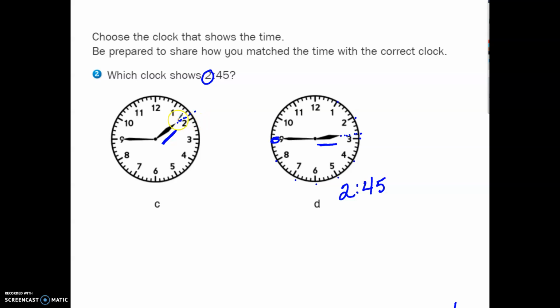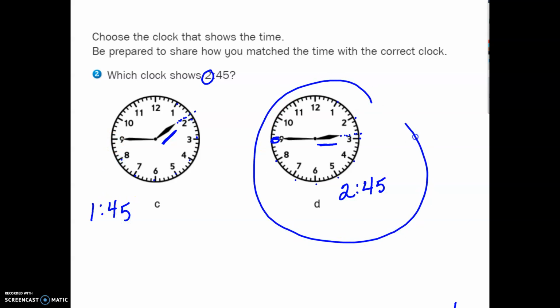This other clock has the hour hand past the 1, so it's 1 something, and the minute hand is at the tick line behind the 9. If I count by 5s, 5, 10, 15, 20, 25, 30, 35, 40, 45, this clock shows 1:45. So you should have circled clock D.